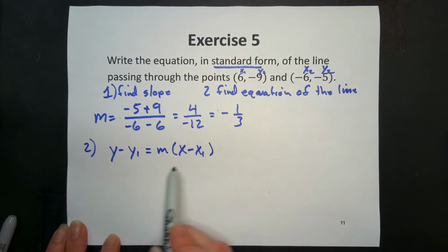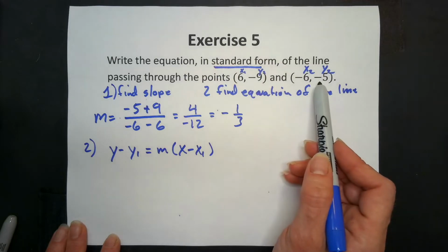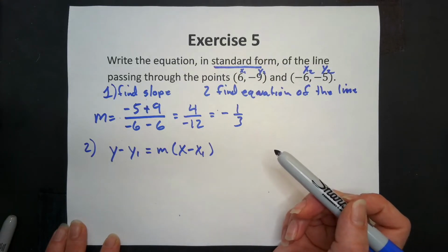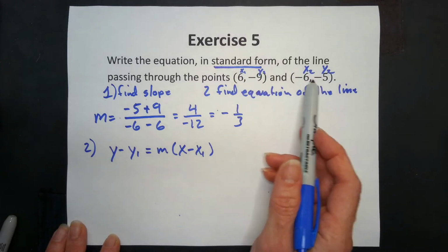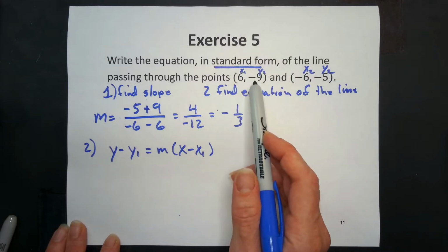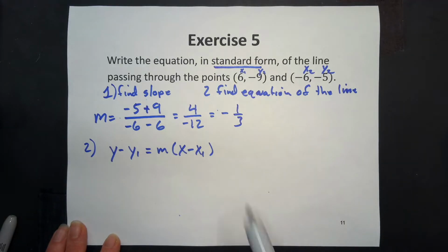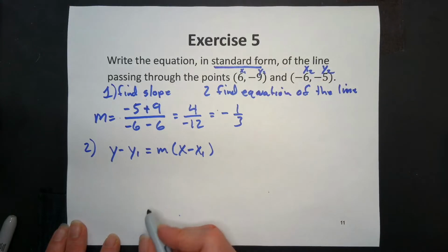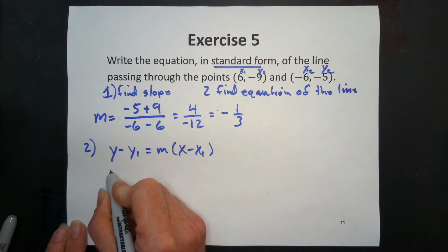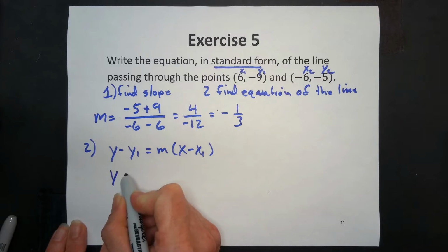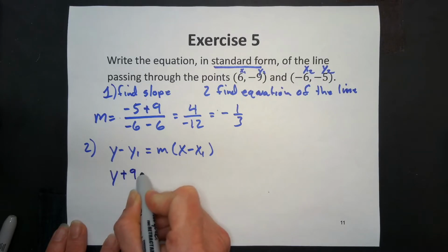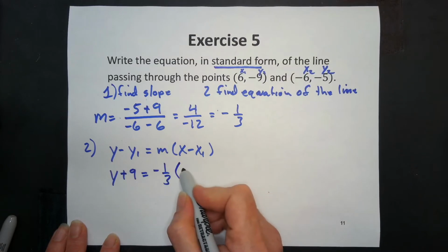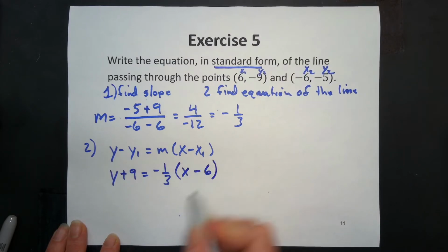Now here's the thing. When you're looking at this, you can pick either point to do this with. It should work with both points. Some people like to pick the points with the smaller numbers. Some people like to pick the points with the least amount of negative numbers, so there's the least sign changes. It doesn't matter. I'm just going to go with the first one because it's already labeled x1, y1. So that's going to be y minus -9, which is +9, equals -1/3 times x minus 6.